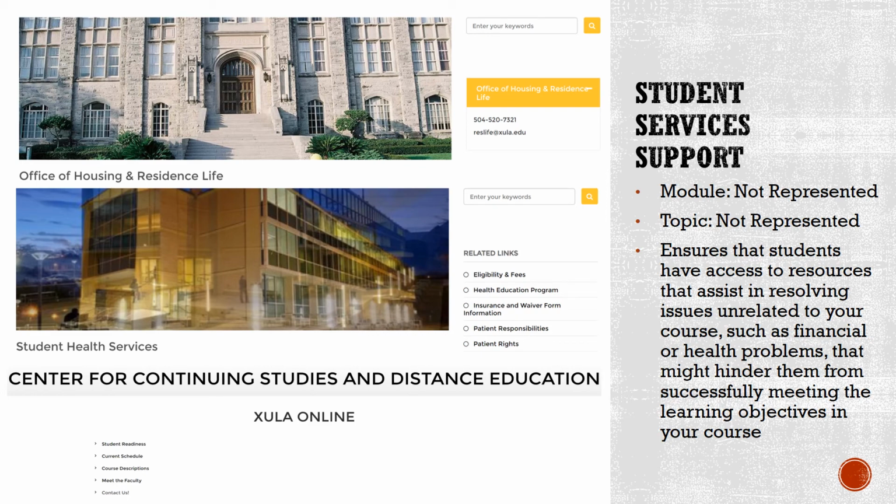The purpose that student services support information will serve in your course is to ensure that your students have knowledge of and access to resources that assist in resolving issues unrelated to the content of your course, such as financial or health problems, but might hinder them from successfully meeting the learning objectives of your course.